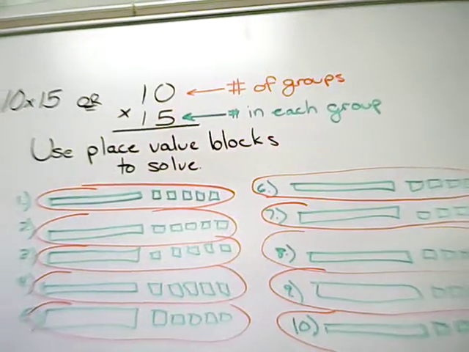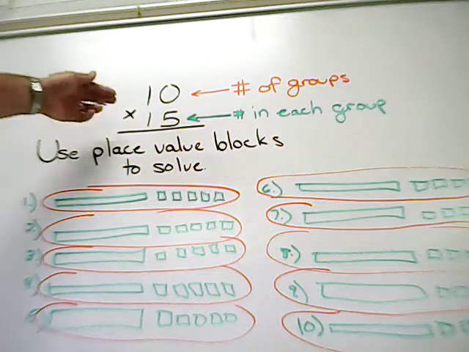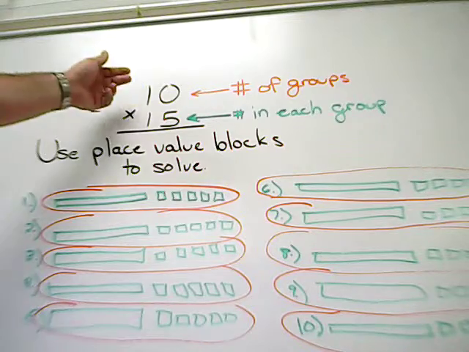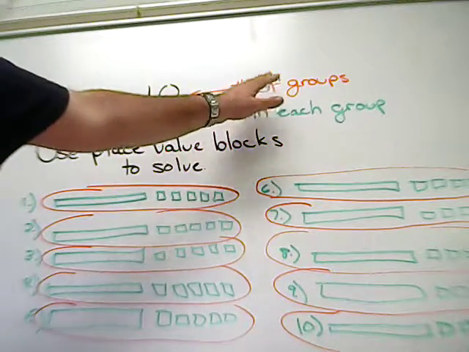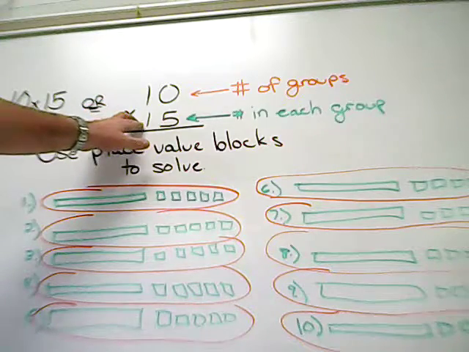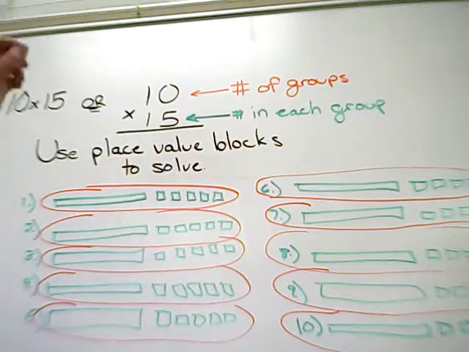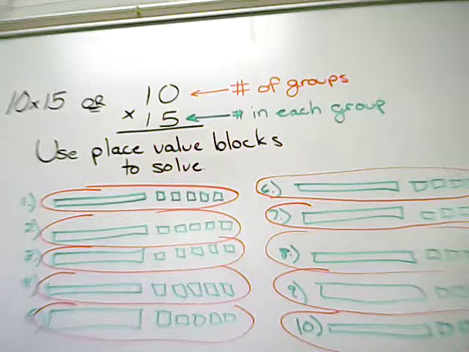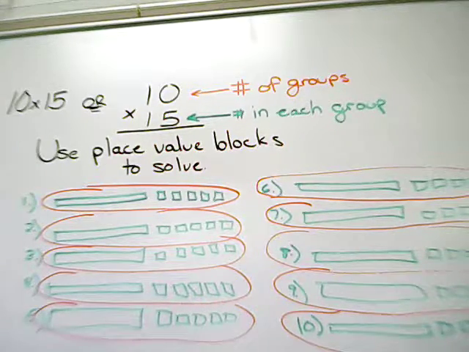Remember, the first factor, or if it's written up and down, the top factor is always going to be your number of groups. Your second factor, or bottom factor in this case, is always going to be the number of place value blocks that you draw in each group. I hope this helps you a little bit, and we'll be moving on tomorrow to doing the box way using non-multiples of 10.